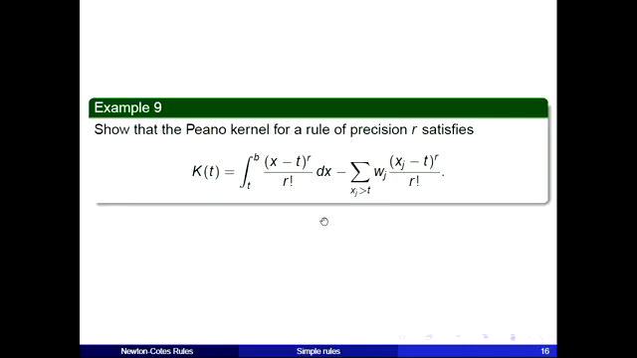So this formula is only for a very general case, when you have any quadrature xj, wj, and the order is r. Okay? So is it clear now?